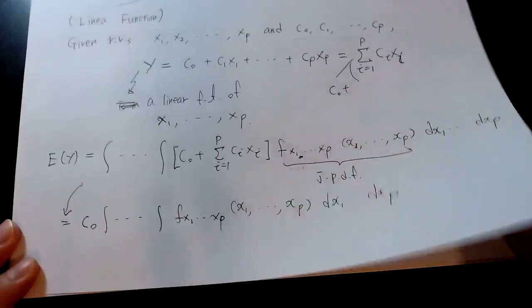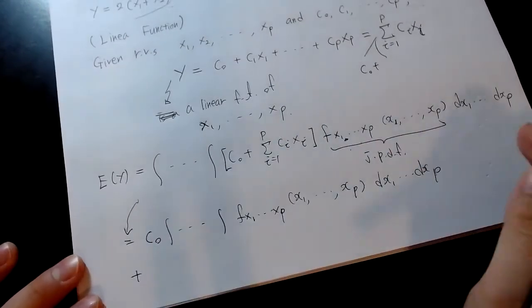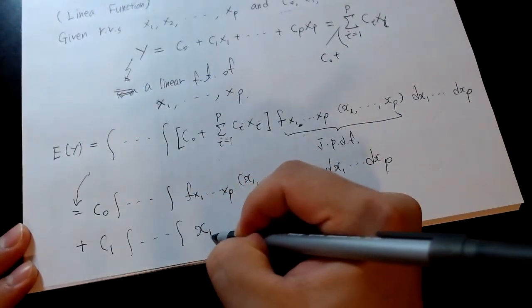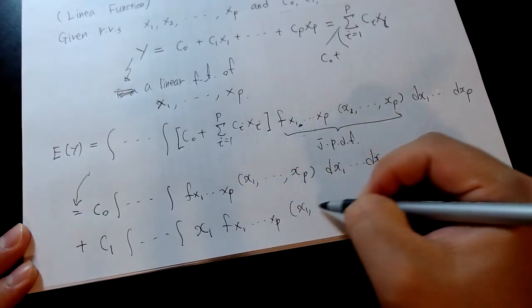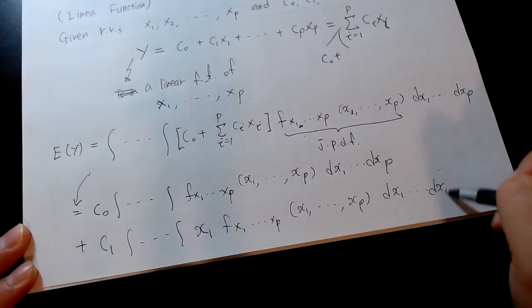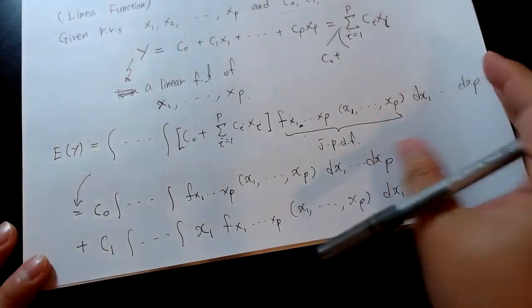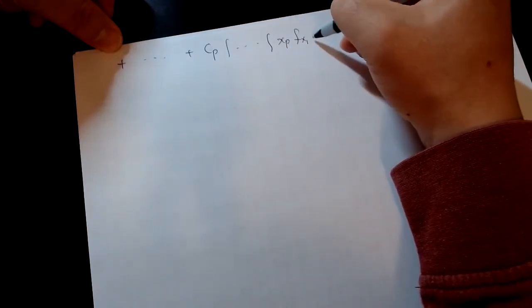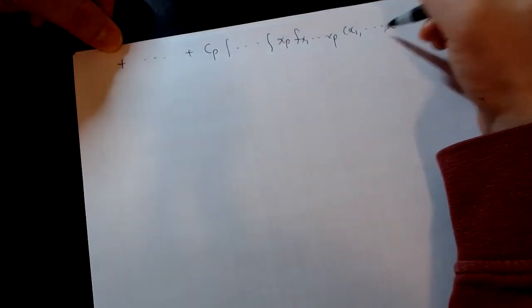plus c1 times the multiple integral of x1 times the joint pdf f(x1 through xp) dx1 through dxp, and let's keep going, plus through the last one, cp times the integral of xp times the joint pdf f(x1 through xp) dx1 through dxp.